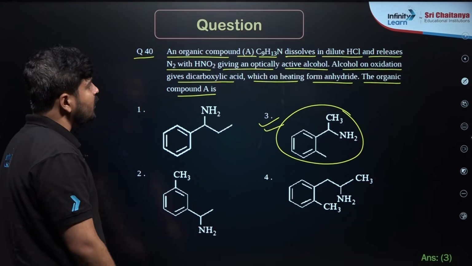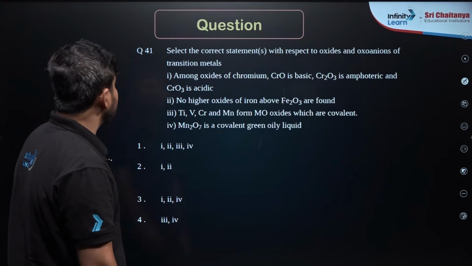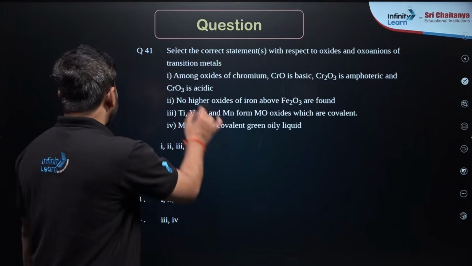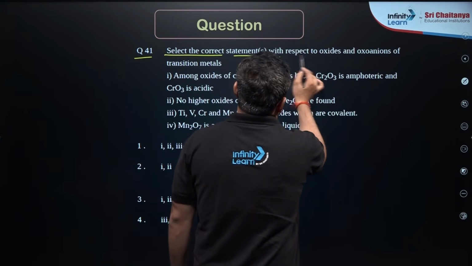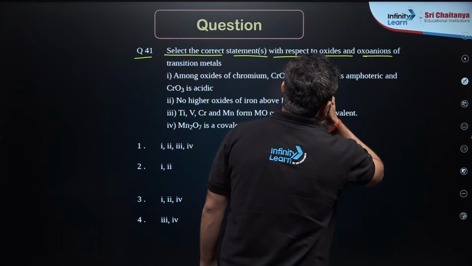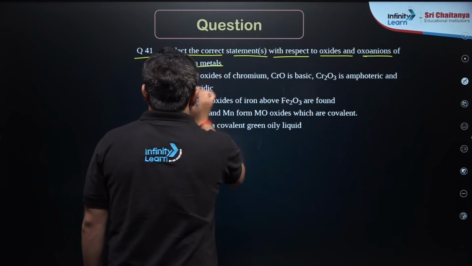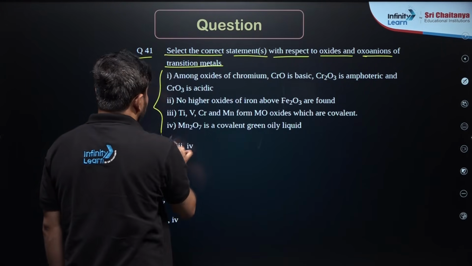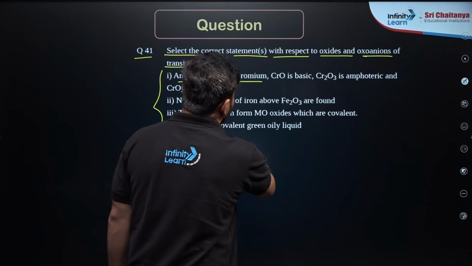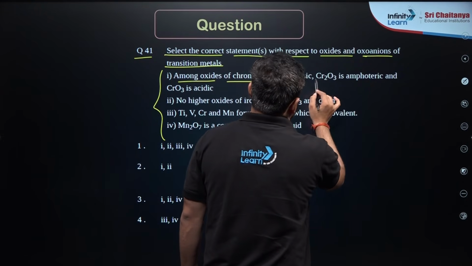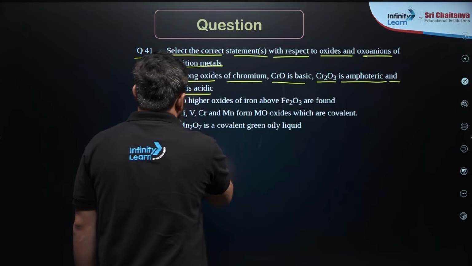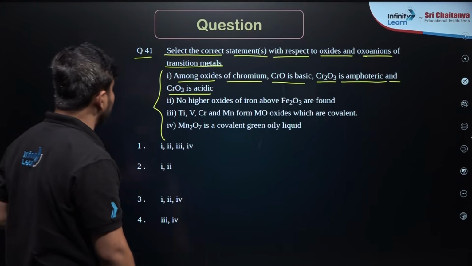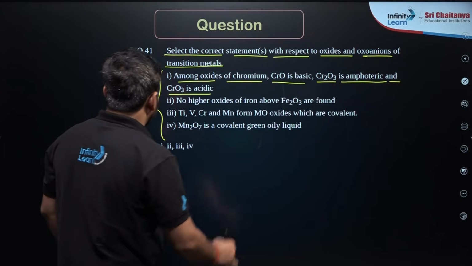Now I am coming to the next question, question number 41. Select the correct statement with respect to the oxides and oxo anions of the transition metals. Four options are given. First, among oxides of chromium, CrO is basic, Cr2O3 is amphoteric and CrO3 is acidic. We have to check whether this statement is correct or not.